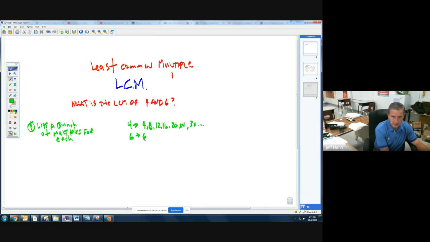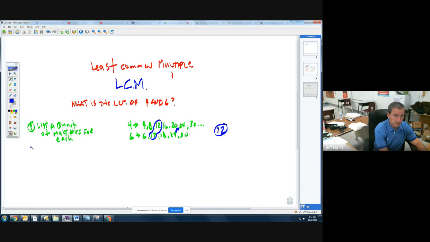Multiples of 6 are 6, 12, 18, 24, 30. And then looking for the smallest multiple they have in common, it comes up right here. 12 is the smallest one they have in common. Notice they also have 24, but that is not the smallest one. And you could never give the highest common multiple because they will go on forever. So 12 is the least common multiple.